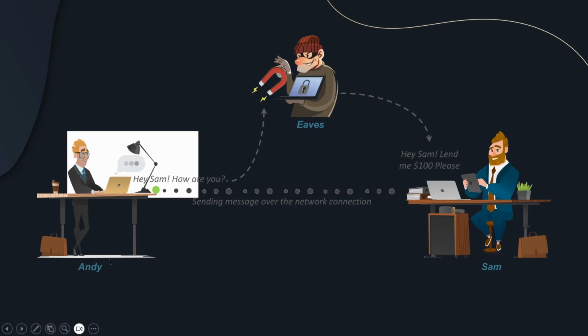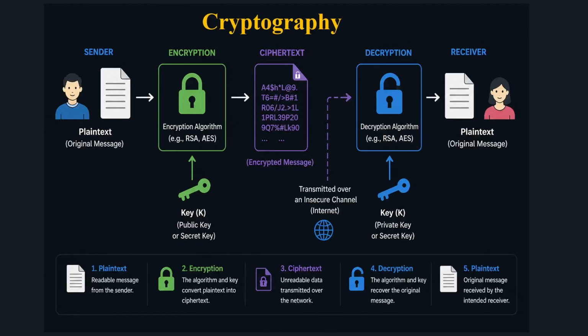For example, Andy sent a message, "Hey Sam, how are you?" But Eve can read and modify it, changing it into, "Hey Sam, lend me $100 please." So this shows that communication over an open network is not secure. We need encryption to protect the message from the attacker. Before going to the problem, let me briefly explain some basic concepts of cryptography.